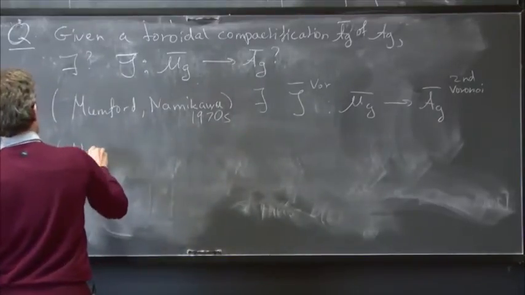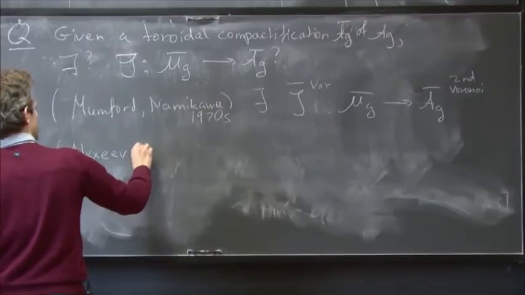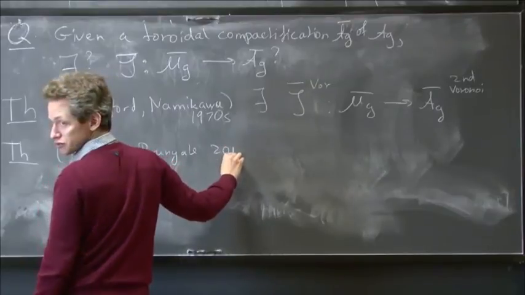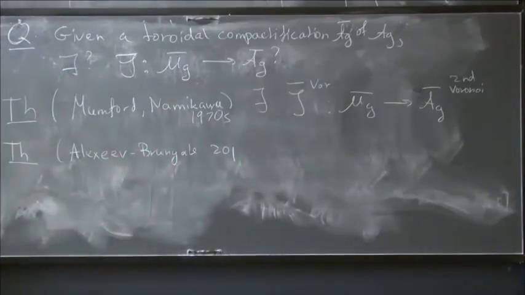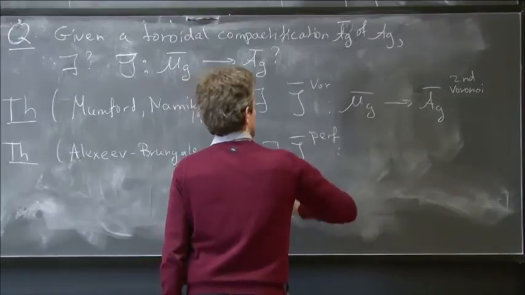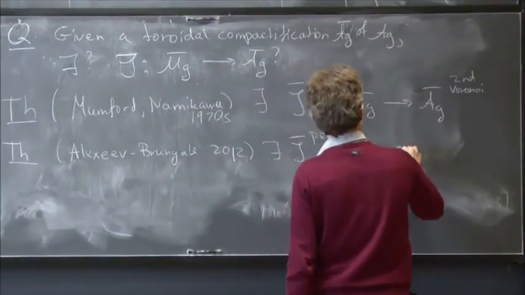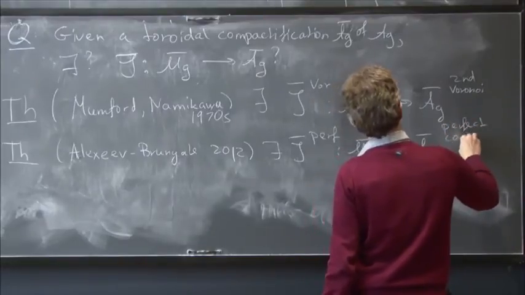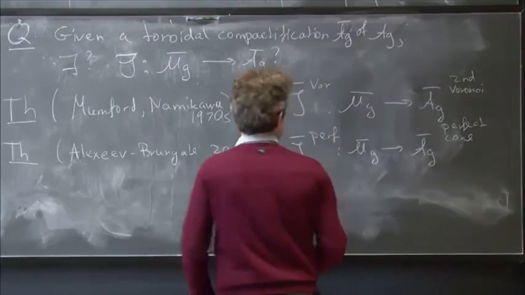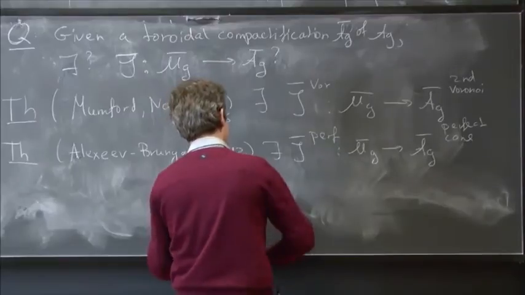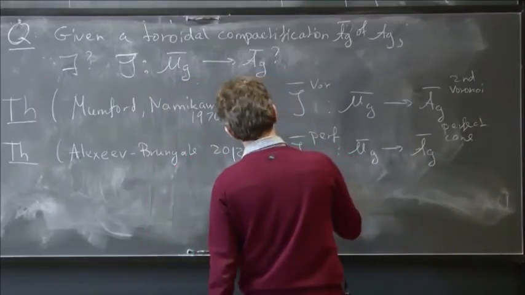Another theorem is due to Alexeev and Brunyate. And this is 2012 or 10 or something. I'm sure it's somewhere in my notes. 12. Which says that there exists a morphism to the so-called perfect cone toroidal compactification. So you would think, okay, so the map extends no matter which toroidal compactification I choose, and that's not true, because there does not exist an extension.